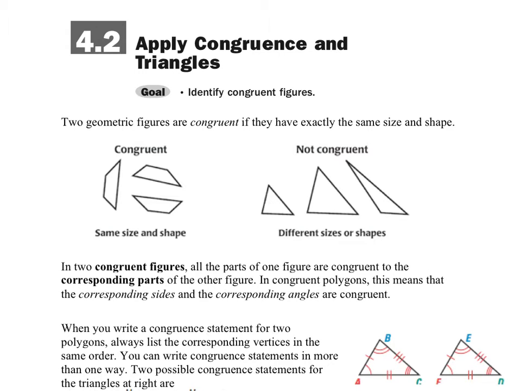For lesson 4.2, we're going to identify congruent figures. Congruent figures are figures that have exactly the same shape and the same size. So there are some examples there of congruent figures, same shape and size, and ones that are not congruent.